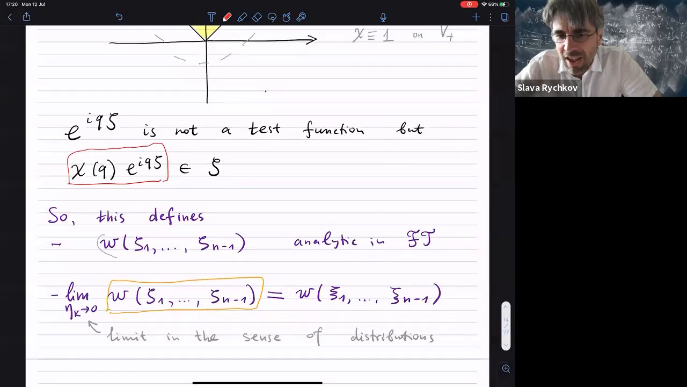From these axioms, as I explained last time, we don't know that W is analytic. Actually, it's a non-trivial problem even to show that W is a function. And I'm going to show in a second that it's actually possible to show that W is somewhere a function. For the moment, W is just some crazy distribution. We know nothing about this.